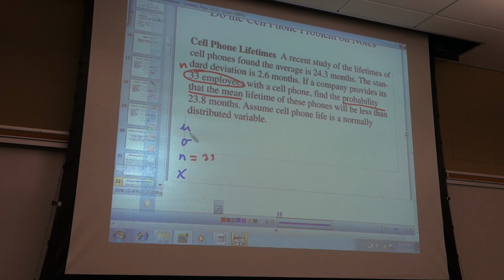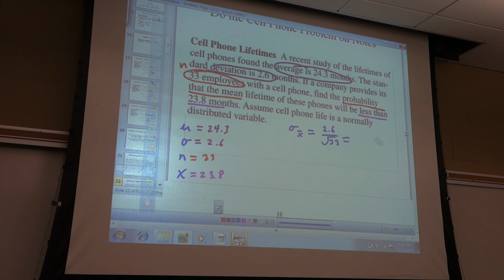What is my mu? My mu, the average, is 24.3. My standard deviation, it literally says standard deviation, that's pretty straightforward, 2.6. And then my x, what I'm trying to find, less than 23.8. That's my x I'm trying to find. All right, so since I know it's central limit theorem, first thing I'm going to do, I'm going to find sigma x bar. So it's 2.6 over the square root of 33.